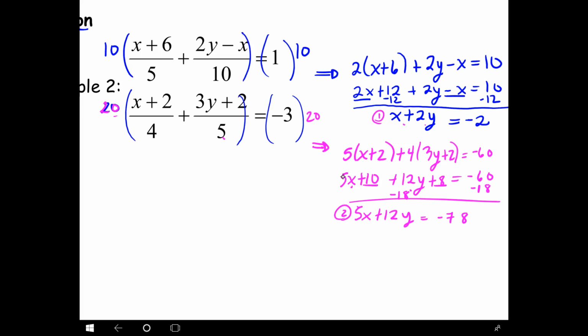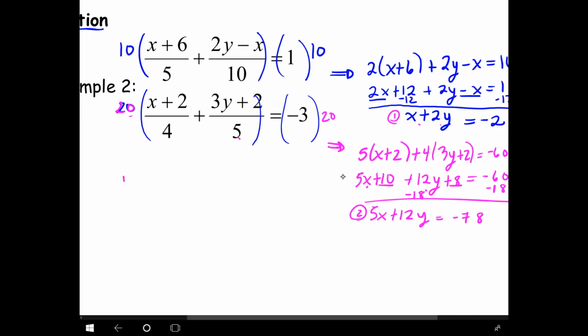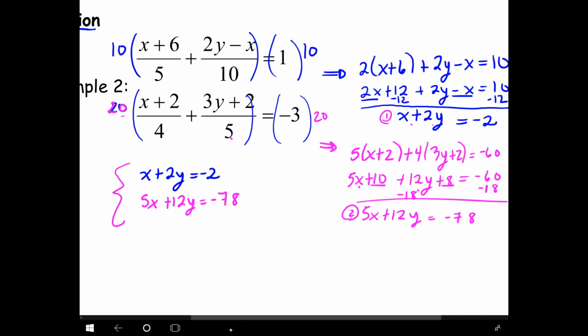the process of elimination. So I'm going to bring equation 1 and 2 off to the side here, which would be x plus 2y equals negative 2, and 5x plus 12y equals negative 78. Now, in the process of elimination, I'm going to go ahead and erase that 1 and 2 now, just so you know where that came from. We want to multiply one equation by a factor, which would allow us to, when adding, eliminate a variable.